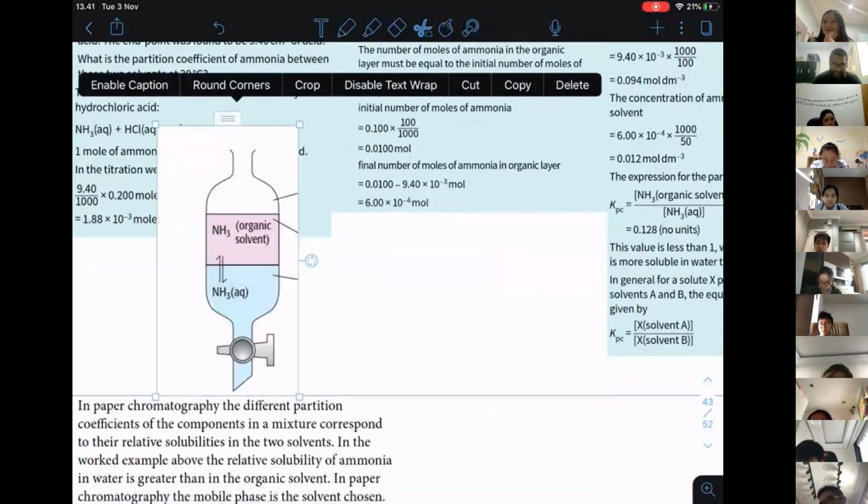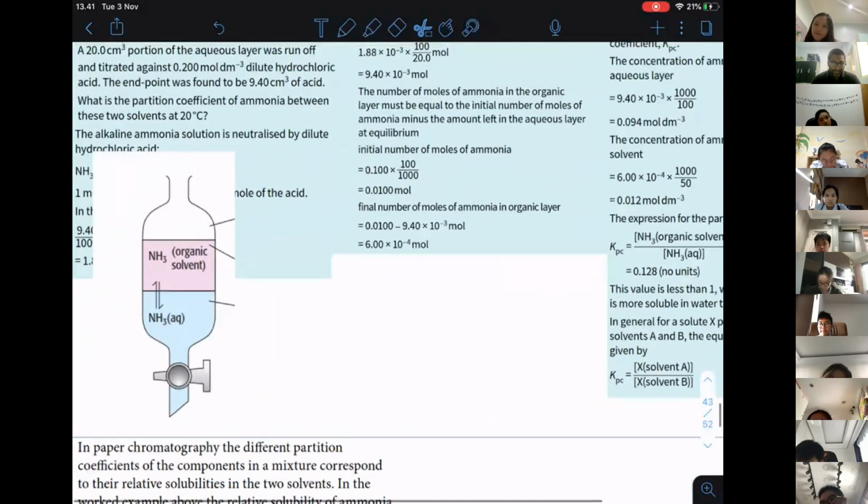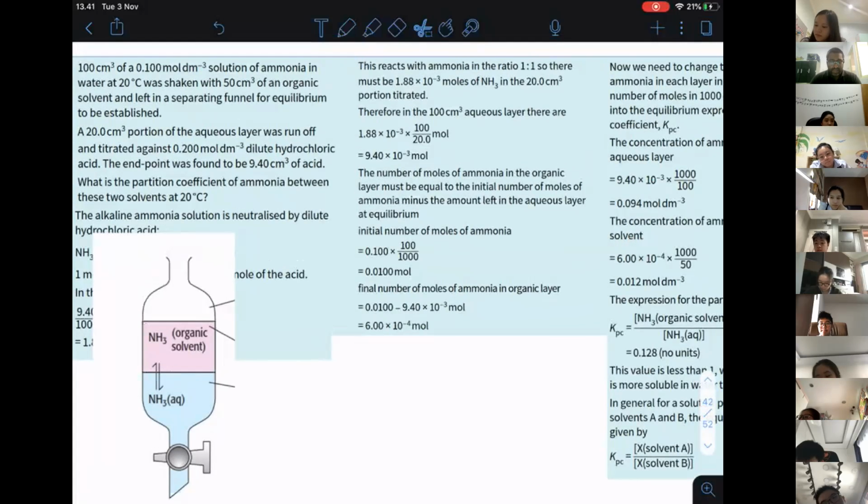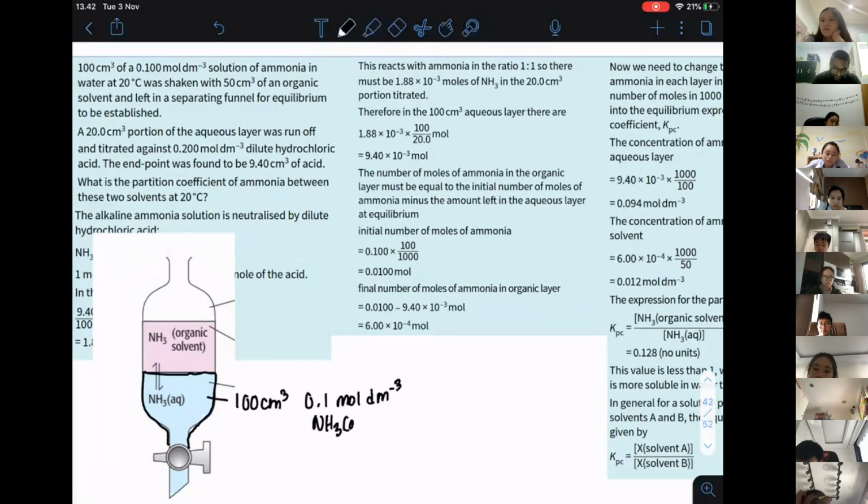Let's actually use this diagram. They say 100 cm cube of 0.1 mole per dm cube solution of ammonia in water. Imagine this is that 100 cm cube, 0.1 mole per dm cube ammonia, and this is in aqueous. After that, they add 50 cm cube of organic solvent. If this is 100, I'm going to draw it maybe here.